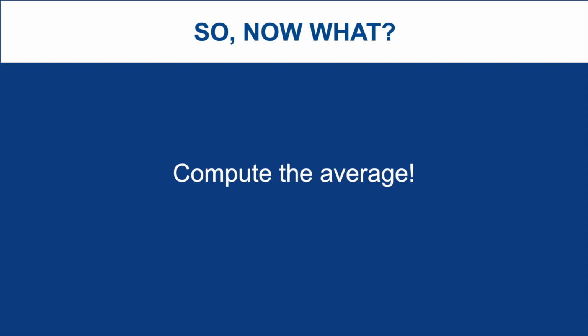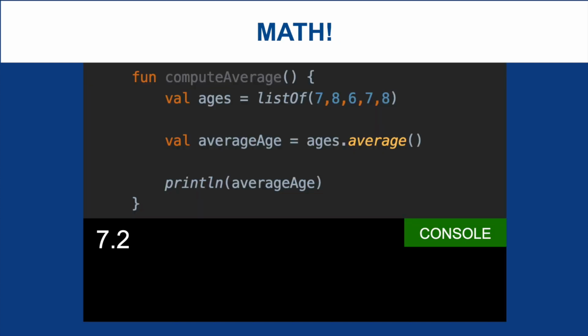So now what do we actually do with this? Well, now that we've actually created this variable, we need to compute the average. So once again, we are going to use some math. Here we have a function that I've declared called computeAverage. The next part that I want to highlight is the ages variable that we just went through a second ago. So we declare this variable val ages equals listOf, and then all of the items in our list: 7, 8, 6, 7, and 8.